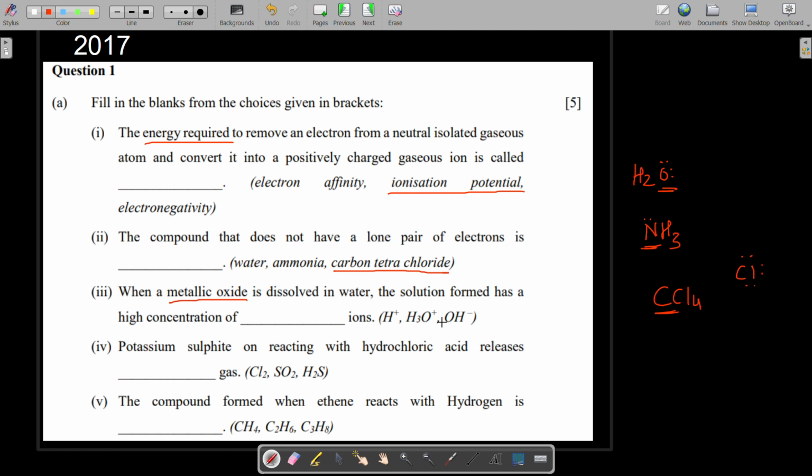When a metallic oxide is dissolved in water, the solution formed has a high concentration of hydroxide, so OH minus. Potassium sulfite with hydrochloric acid: sulfite will give you SO2 gas. Compound formed when ethene reacts with hydrogen. Ethene and hydrogen, this is hydrogenation of alkene. So you will get the respective alkane, that is ethane. Ethane is C2H6. Okay, done.